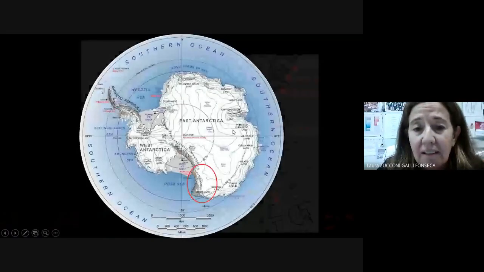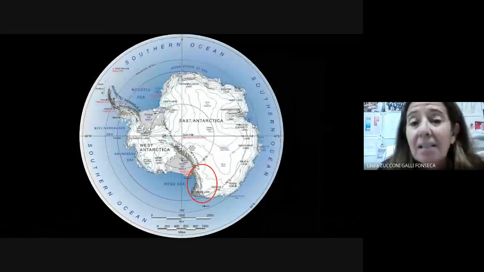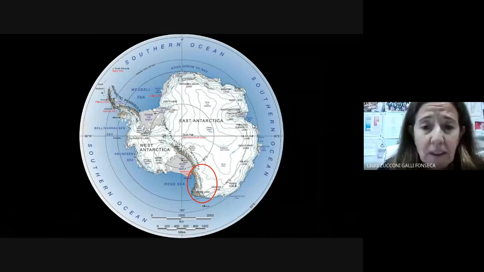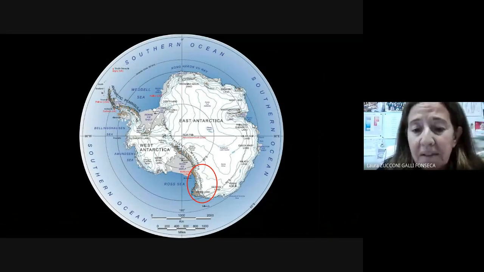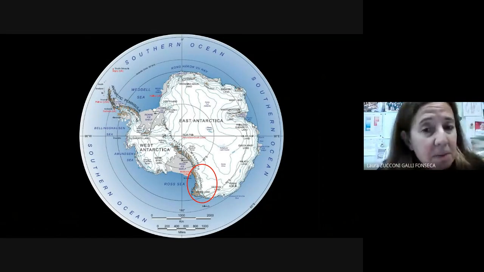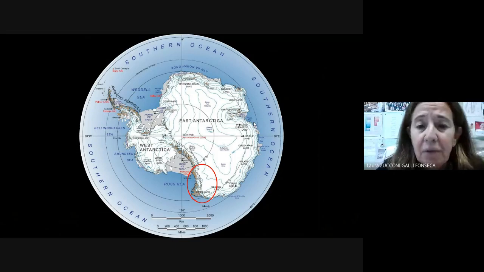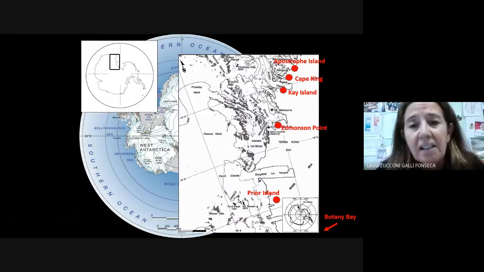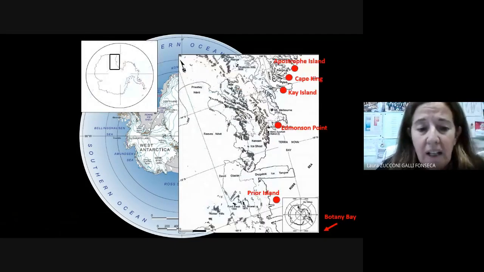So the area of study is Victoria Land, one of the most investigated areas in Antarctica, thanks to the presence of a wide difference of different terrestrial environments. And the first set of sites is located along the coast and along a latitudinal gradient from the northernmost one, Apostrophe Island, to the southernmost one, Botany Bay.